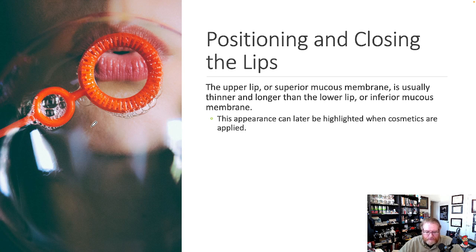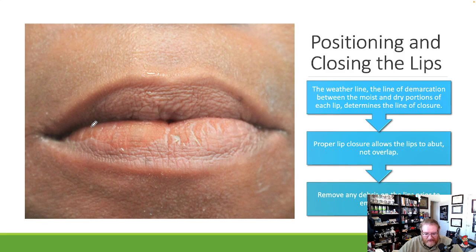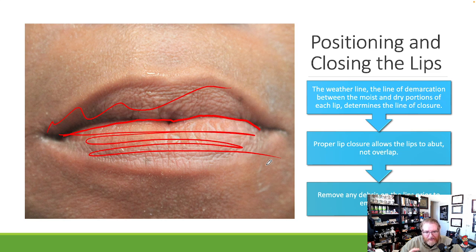The upper lip or superior mucous membrane is usually thinner and longer than the inferior mucous membrane or lower lip. The appearance can later be highlighted when cosmetics are applied. The weather line, the line of demarcation between the moist and dry portions of each lip, determines the line of closure. Proper lip closure allows the lips to abut but not overlap. You can see the lips come together right here. This lip on the top is not hiding the lip on the bottom. They are abutting.